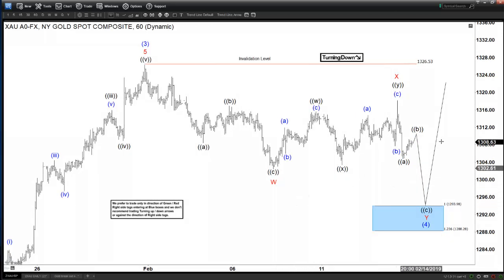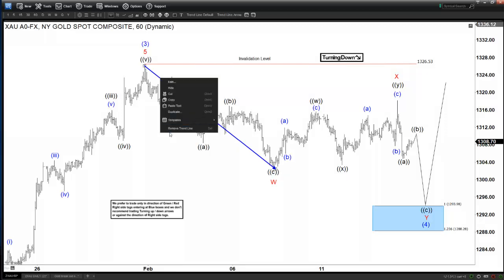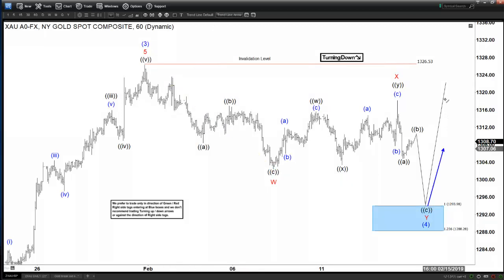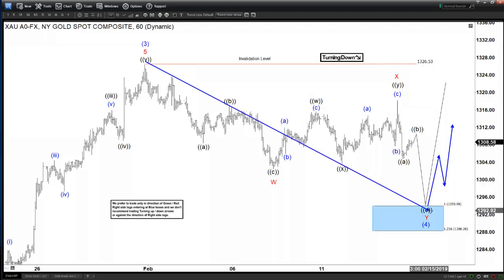Okay, now what do we expect with gold? So we expect gold to find buyers in this blue box, right? So buyers should appear from this blue box because that is when this leg is going to be equal to this leg, and gold either will go to a new high in the wave 5 from there, or at least is going to bounce in 3 waves at least to correct this entire decline.